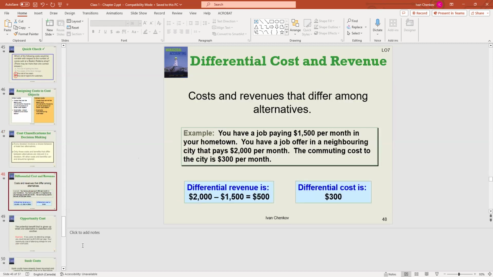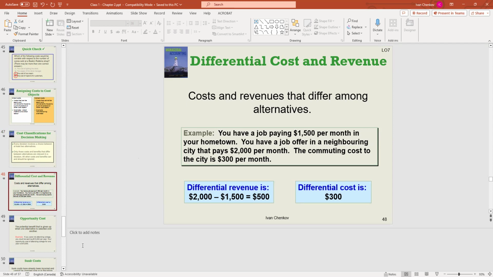So let's see this one. Imagine one person is offered a job. He's currently working for 1,500 a month in the hometown. There's a job offering in the neighboring city, which pays 2,000 per month, but the person now has to spend a commuting cost of 300 per month. Based on the cost, is the person going to accept the offer?